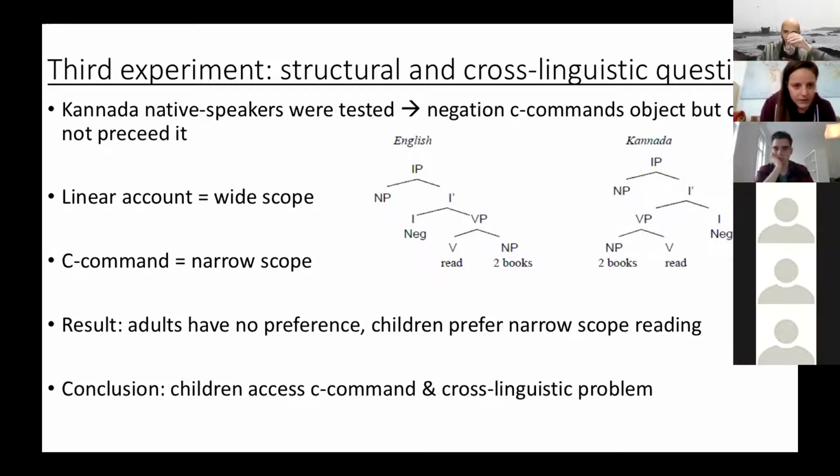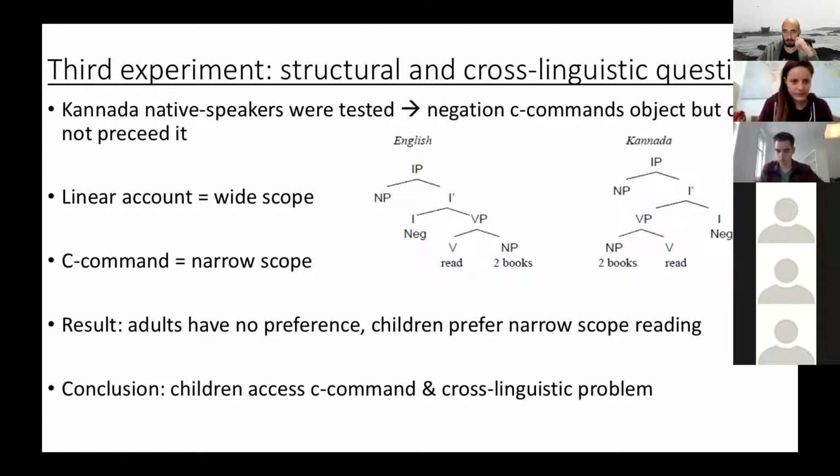So it would predict that the analyst didn't read the books yet. So it would predict that whoever the MP didn't read the book, so the "every not" scope. And the Kannada C-command structure would predict a narrow scope, so that there were 2 books that weren't read. Also, by the way, the experiment structure was the exact same as before in English, just only with Kannada children now.